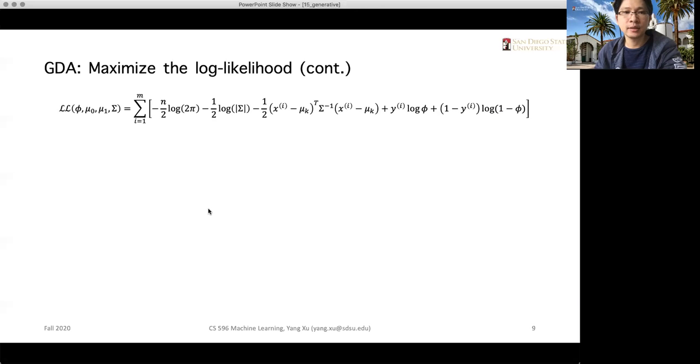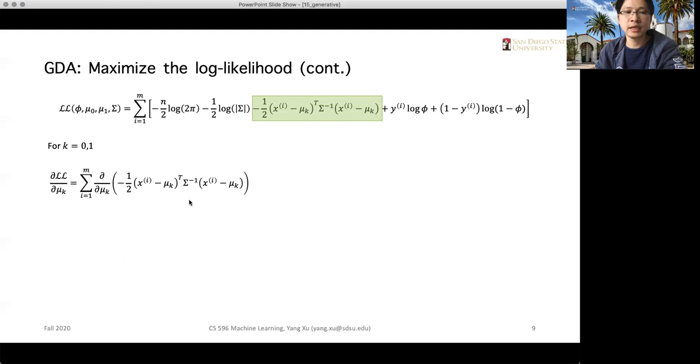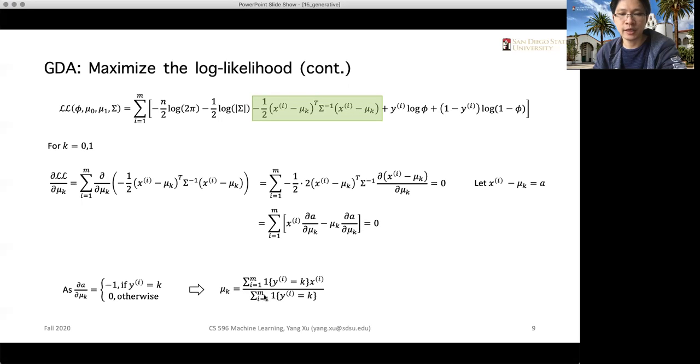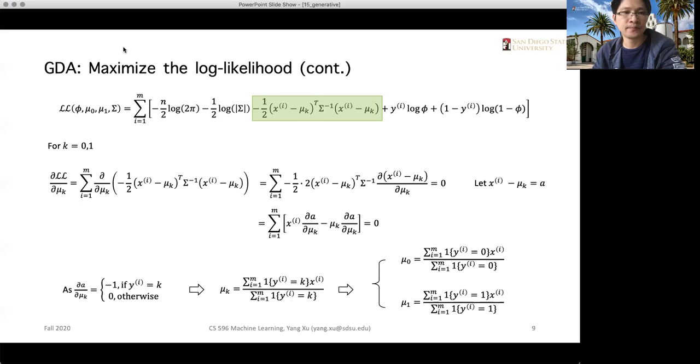Okay, and for the other parameters, we need to separate y equals 0 and 1, because it's two outcomes. So we'll do the same thing by taking the derivatives with respect to mu k. We will have such a form of summation, right? And with some simplification, we find that mu k will be the weighted summation of all data points.